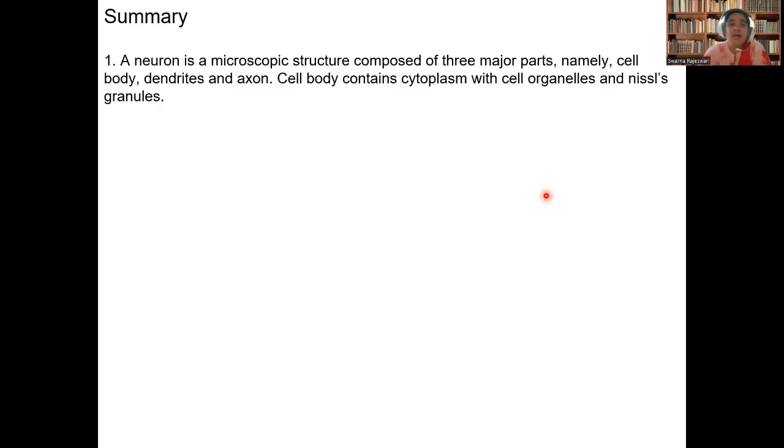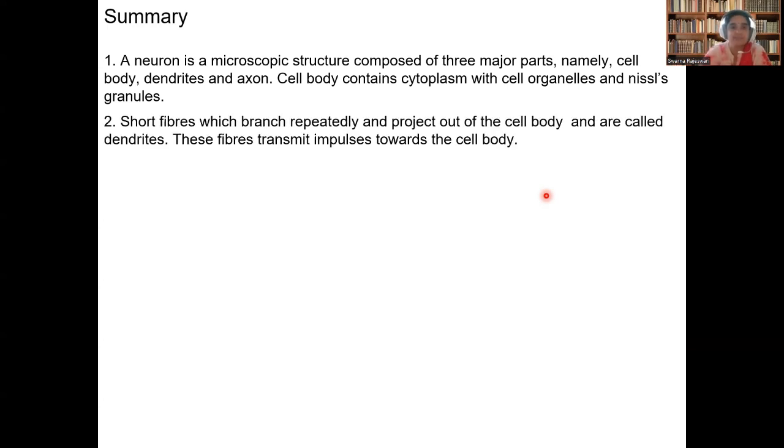So let us summarize the entire thing. A neuron is a microscopic structure composed of mainly three parts. They are the cell body, dendrites, and the axon. The cell body contains the cytoplasm with some cell organelles like nucleus, etc., and small granules, which we call Nissl's granules.